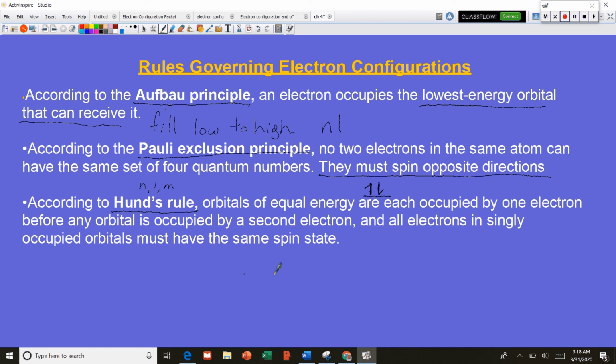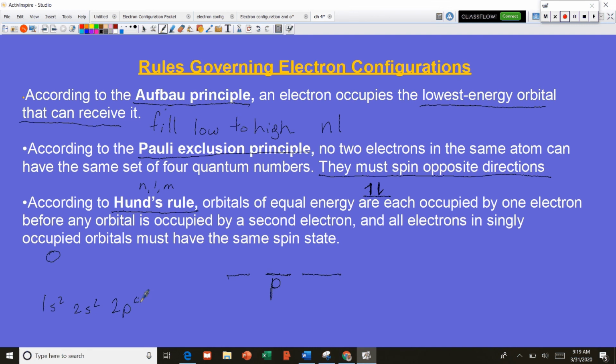All right, so I'm going to draw something here, and it's not going to make much sense to you yet. But if we're talking about an atom that has a P, so again, let's look at oxygen. I'm going to give you the electron configuration for oxygen real quick. Oxygen has 1s2, 2s2, 2p4.